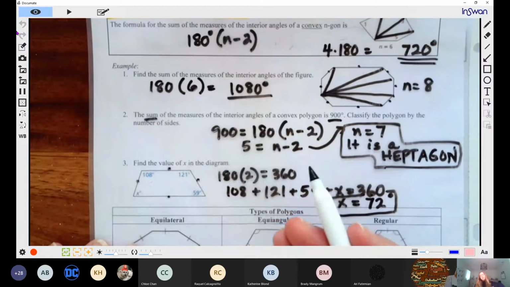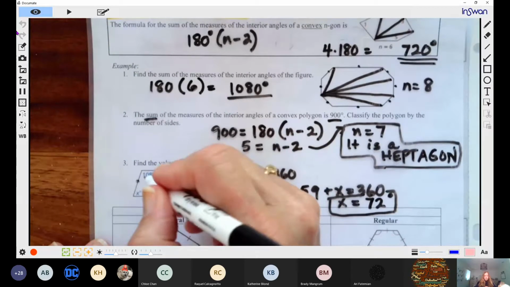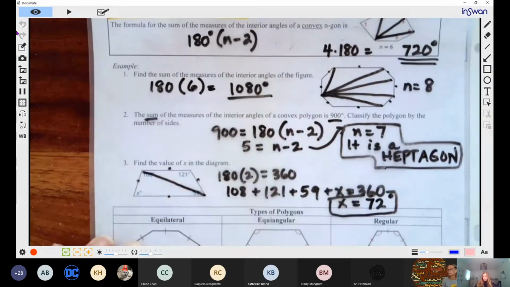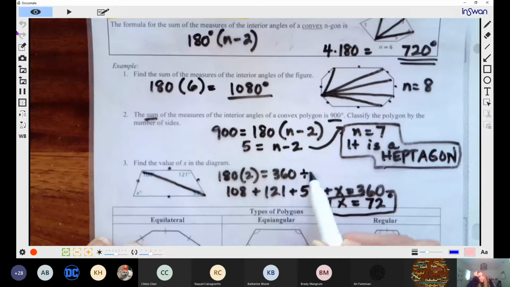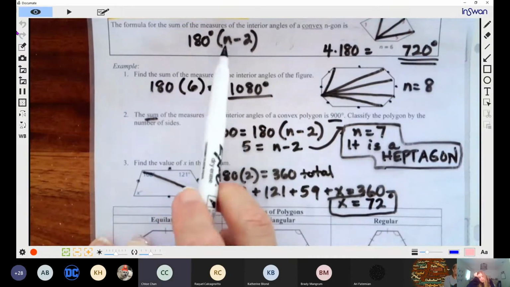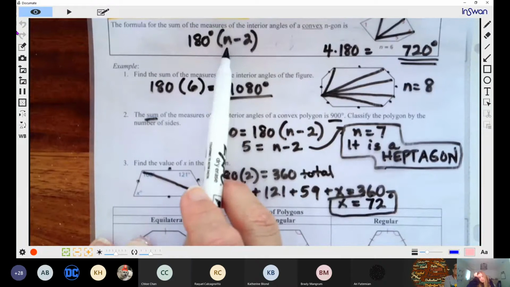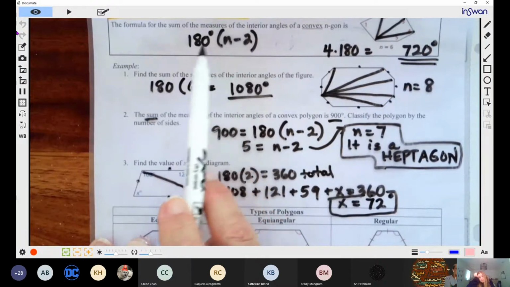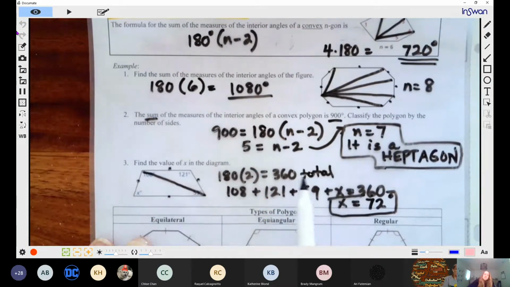Or the other way you could think of it is this. How many triangles does this make? So this triangle is 180 and this triangle is 180. So I know that that's going to be the total, 360. I guess I did skip that a little bit. So I counted 4 sides. I did 4 minus 2. I got 2 times 180 is the total. And then I add it up and get 72.